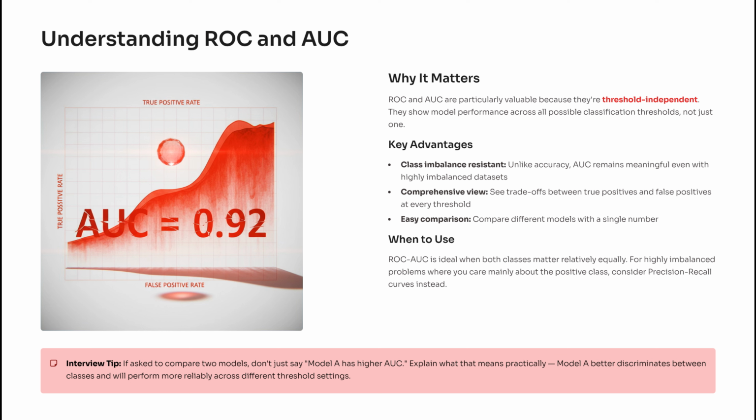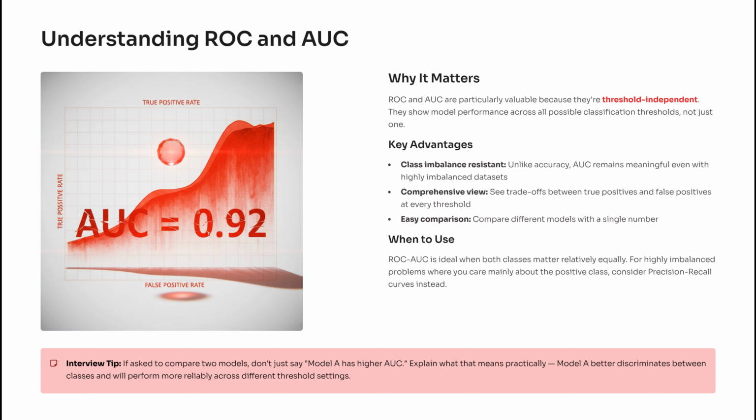First, they handle class imbalance better than accuracy. Even if you have far more negatives than positives, AUC still gives a meaningful sense of how well your model ranks the true positives higher than the false ones. Second, they give a comprehensive view, showing how trade-offs evolve between catching more true positives and accidentally including more false positives. And third, they're easy to compare. You can look at two models and instantly tell which one discriminates better between classes.